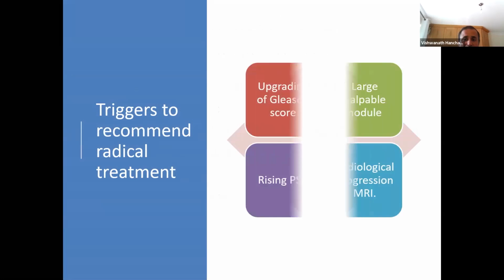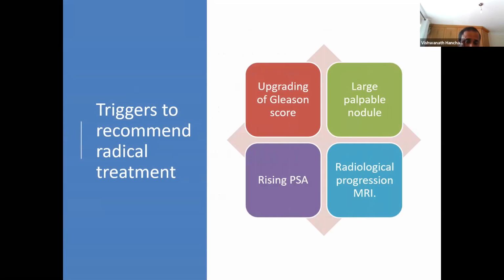What are the triggers for treatment in patients who are on active surveillance? The first one is upgrading of the Gleason score, without a doubt. If there is a grade change, then they should be offered or discussed radical treatment. If there is a large palpable nodule, again, they could have a repeat biopsy of that nodule to confirm there is a grade change, and then they'll go.